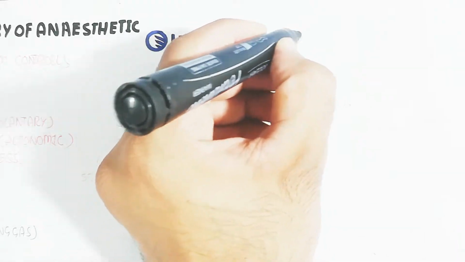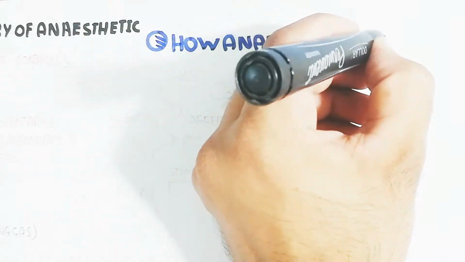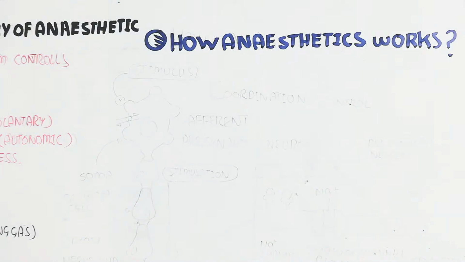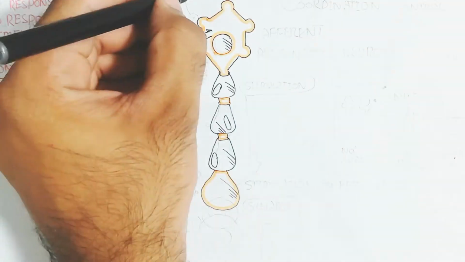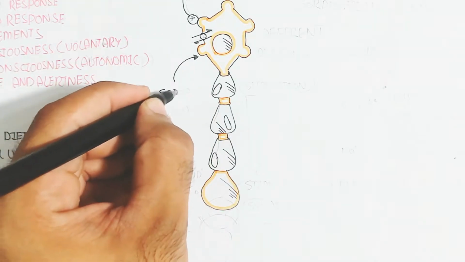How anesthetics work. In this video we will learn about how anesthetics work. First of all, we will need to understand coordination and control. So we will learn how the anesthetic works.